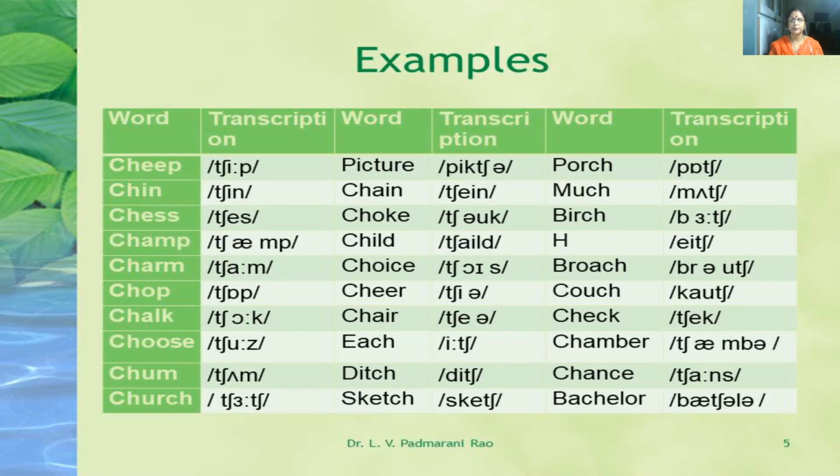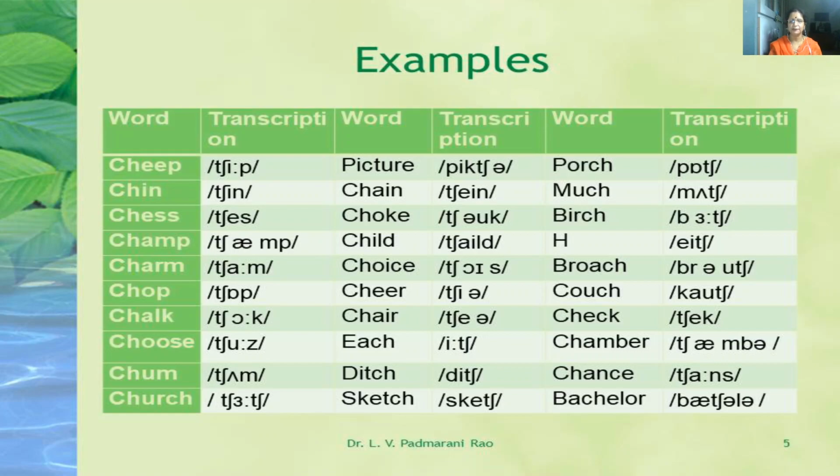PORCH, aspirate p, porch. MUCH, much. BIRCH, birch. Birch is a type of tree commonly found in cold countries. This is the letter H, aitch, H. BROACH, brooch. COUCH, couch, aspirate c. CHECK, check.